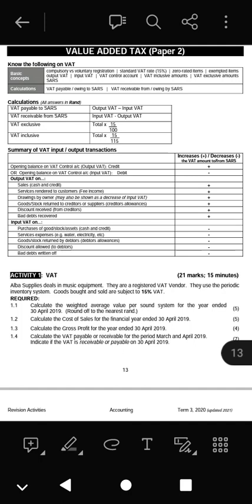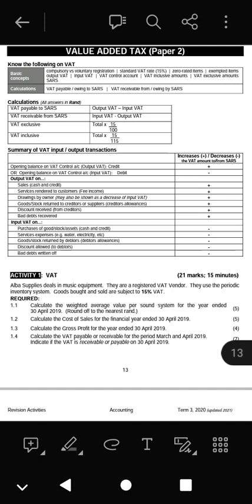Okay, and then examples of some of the more commonly known exempt items are financial services, transportation of people by road or by rail, educational services, especially when they are supplied by the state, rental of private residence, and so forth. All these items are exempted from VAT.